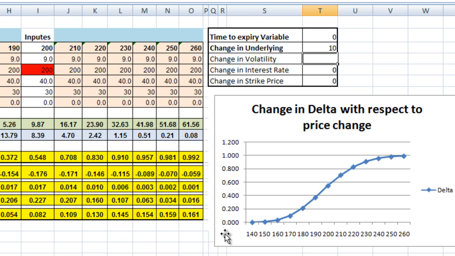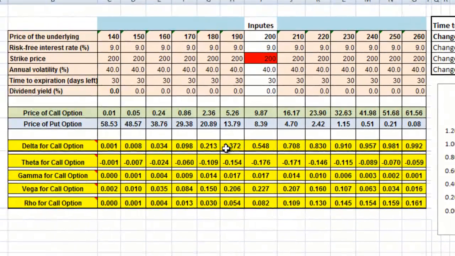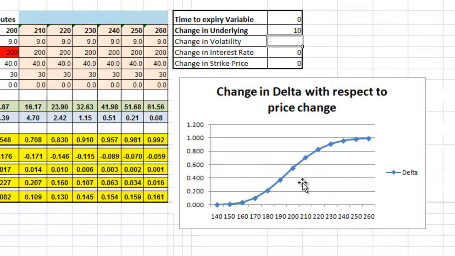Now I have plotted that on a chart. As the underlying asset increases, the option goes more in the money. When the option goes more in the money, the delta increases. We can see there's an increase of delta. When the price reduces, the option becomes out of the money, and in this situation the delta reduces. The same thing is plotted here. The more in the money the option, the higher the delta. The less in the money the option, the lower the delta.